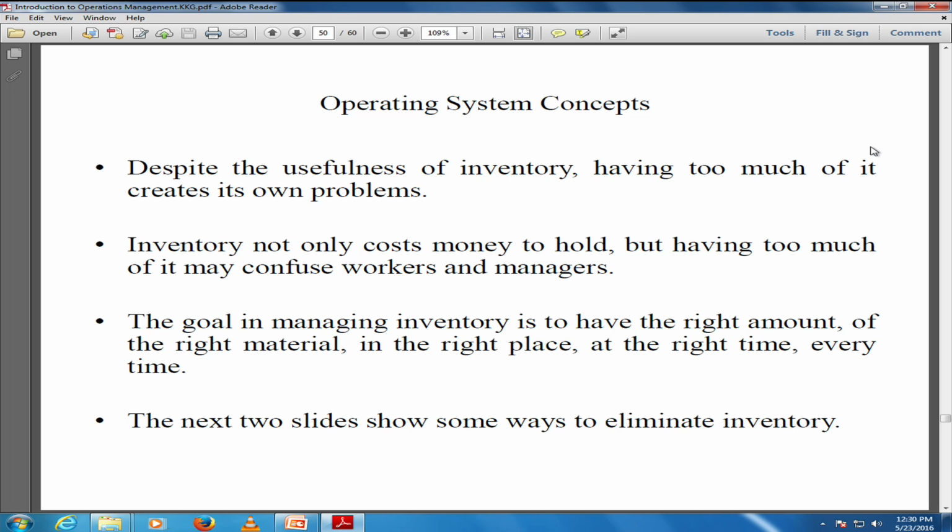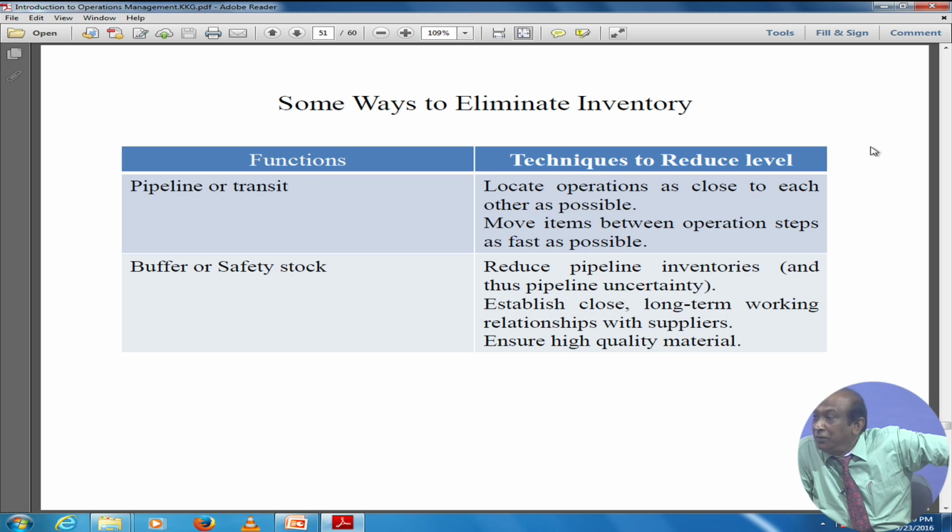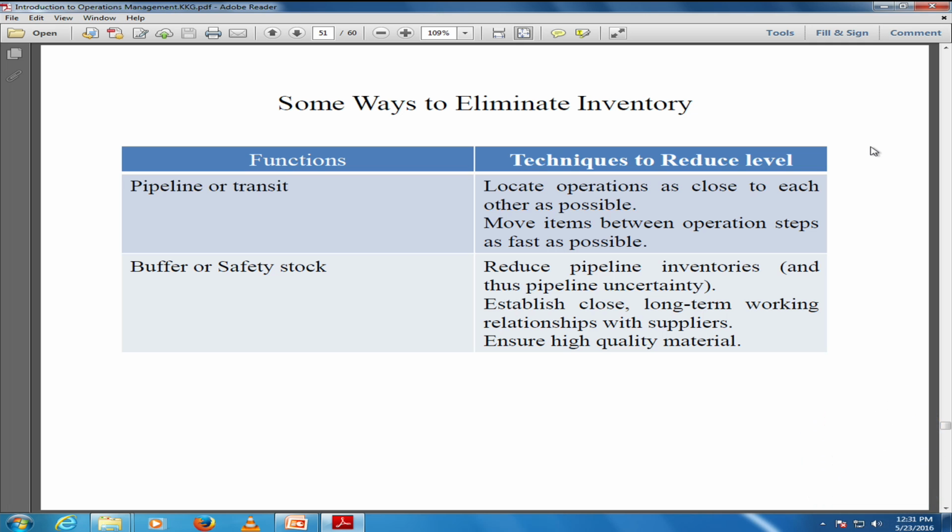The next two slides show some ways to eliminate inventory. These are practical things, but Professor Rai will tell you the optimization models. In order to get rid of pipeline or transit inventory, my practical suggestion is to locate operations as close to each other as possible. Move items between operation steps as fast as possible. Negotiate with suppliers so that you can really implement the concept of vendor managed inventory, or VMI.